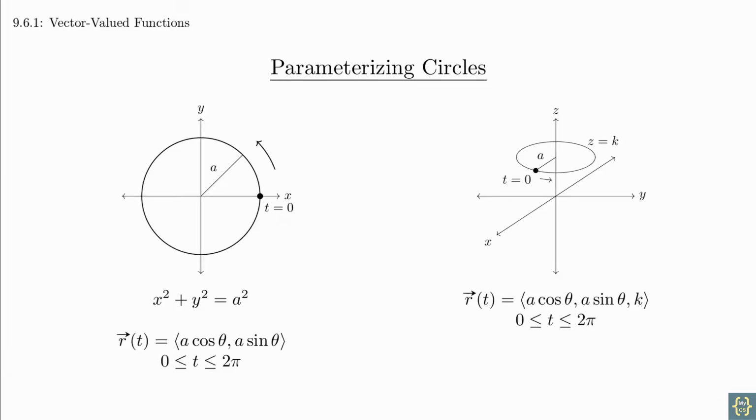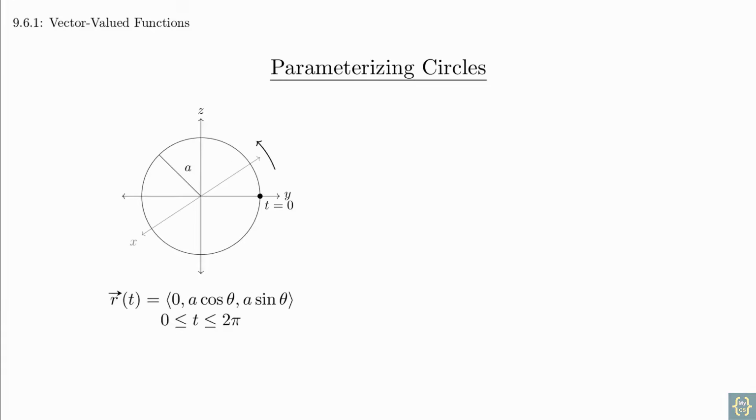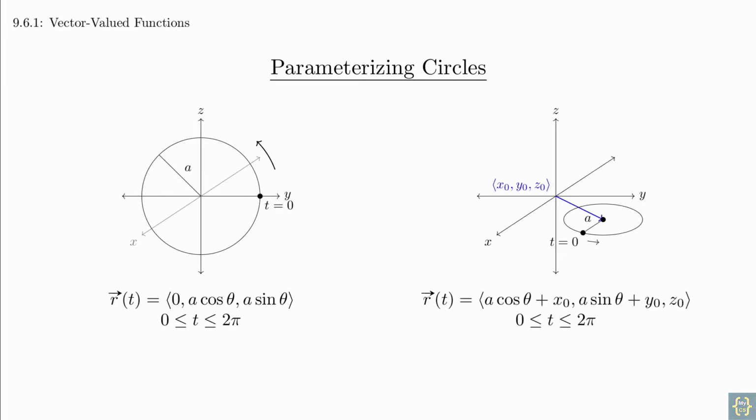But there's much more you can do with this. For example, the circle of radius a on the yz plane can be obtained by setting the x-coordinate to 0 and picking the y and z coordinates to be the sine and cosine terms. If you wanted to translate the center to a different position, you could just add or subtract constants as appropriate.